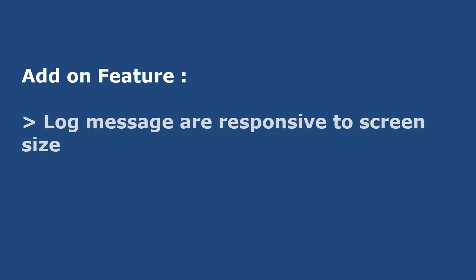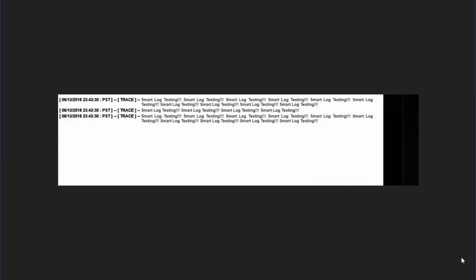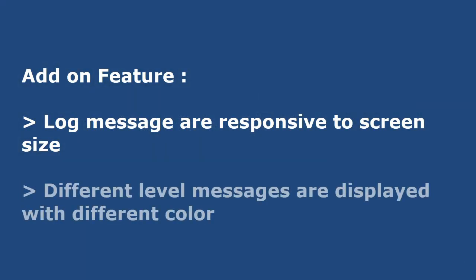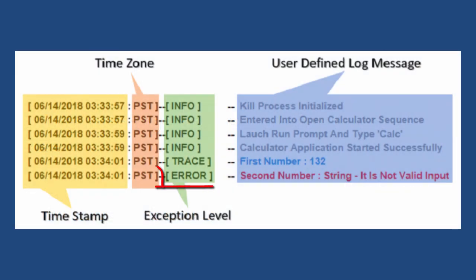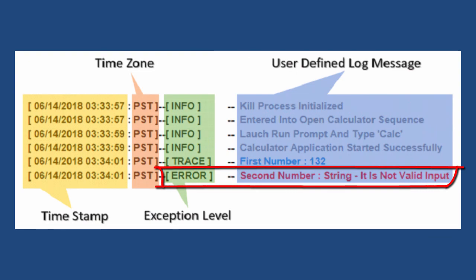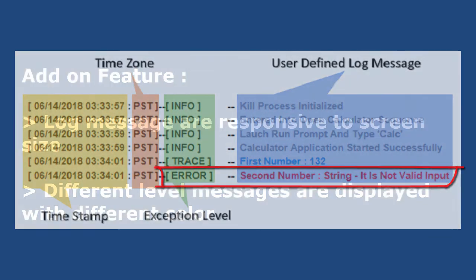There are some add-on features too. First, the generated log message is responsive to end-user screen size, so the format and structure remain the same. Each level's messages are differentiated with different colors. For example, if a message is logged under the error level, then it will be displayed in red color.